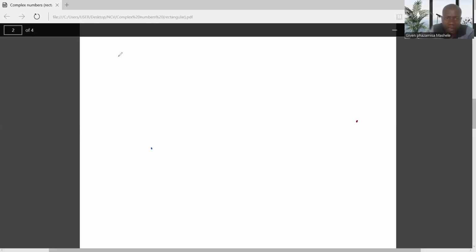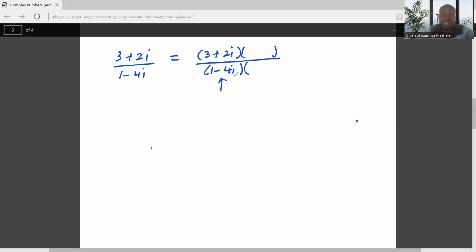Okay, we have 3 plus 2i divided by 1 minus 4i. Same applies. 3 plus 2i, open, close, then 1 minus 4i. Then here we multiply by the conjugate and make sure that it is written in the form of a plus bi. It must be a first, then b, then this will be 1 plus 4i. Same applies, 1 plus 4i.